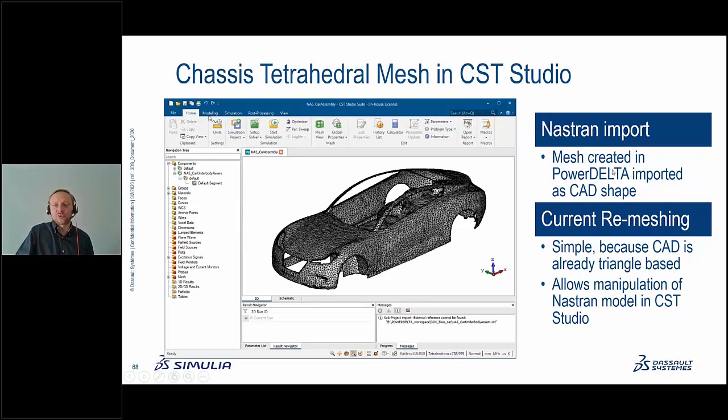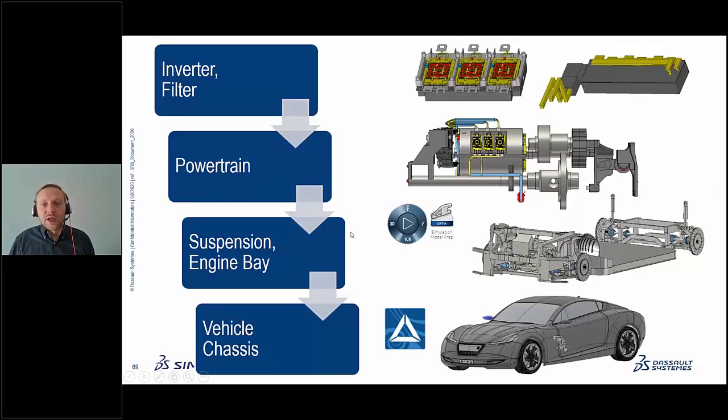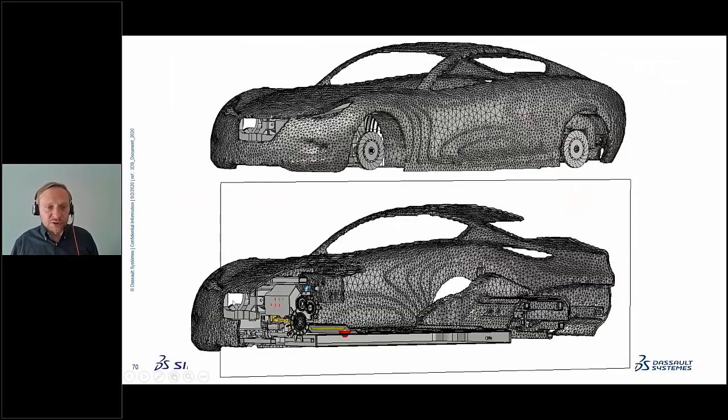So for all the chassis here, we took another tool from the Dassault Systèmes portfolio, which is called PowerDELTA. It's a tool typically delivered by our colleagues from fluid dynamics, and we have pre-meshed the structure to create such a Nastran model, and then we loaded this Nastran model into CST Studio and could assemble everything. So you can see here's the motor, here are the cables, and then we put all the chassis around it.